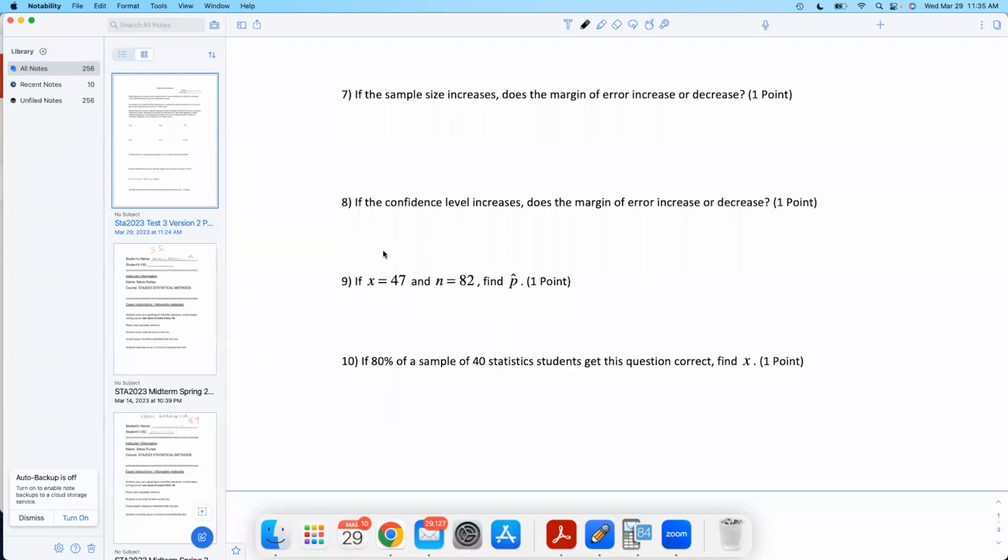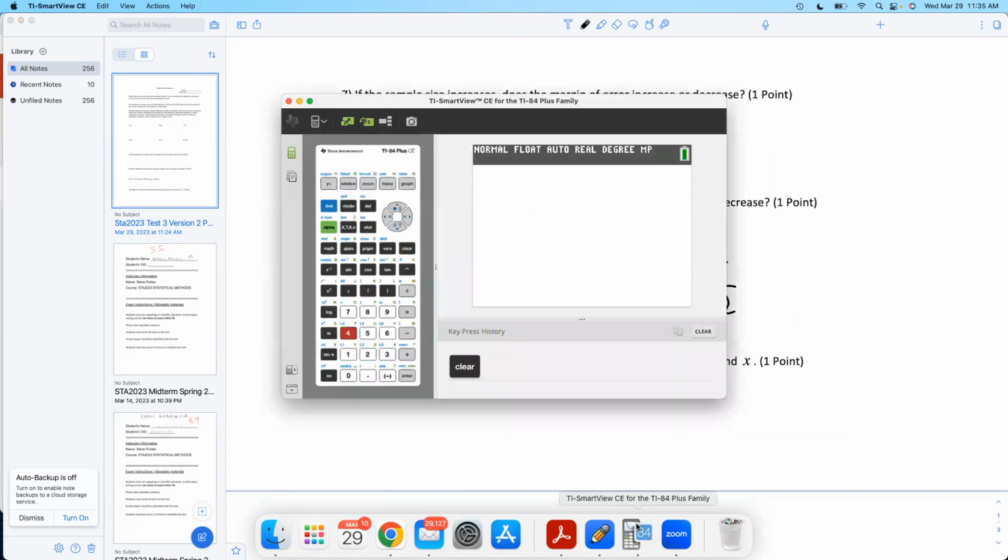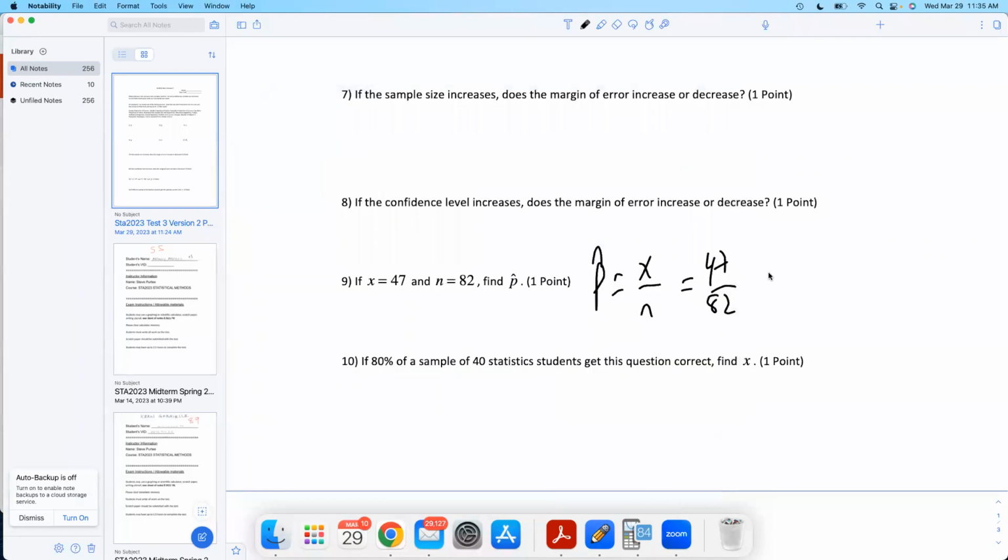So somebody's done a sample. They got a bag of M&Ms. There are 82 M&Ms in their bag and 47 of them were green. I want to know what percentage of them were green. P hat is always X over N. So that would be 47 over 82. So 57%, or as a decimal, 0.573.